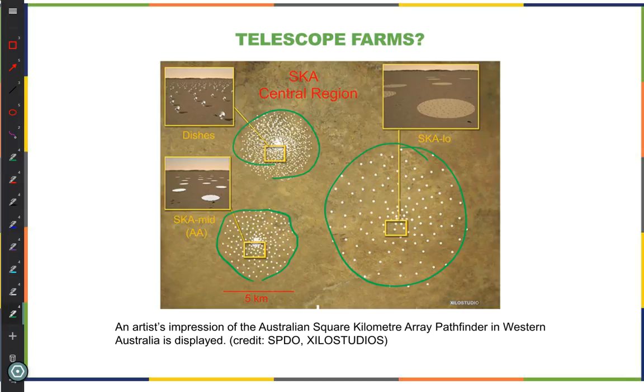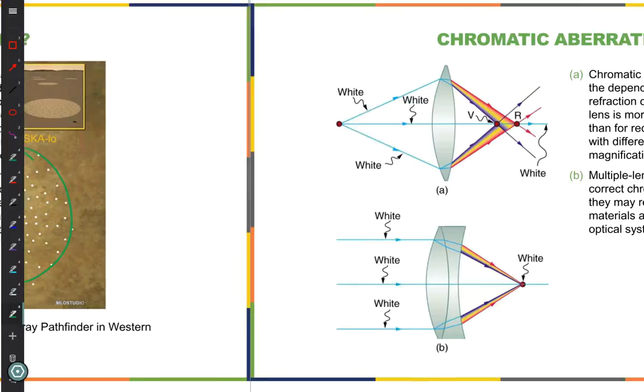And so they have these things like this. You have a lot of them so you can collect more radio waves. And the resolution you're going to get is approximately the same as if the telescope was covering that entire piece of ground. So getting better resolution so you can see more detail.